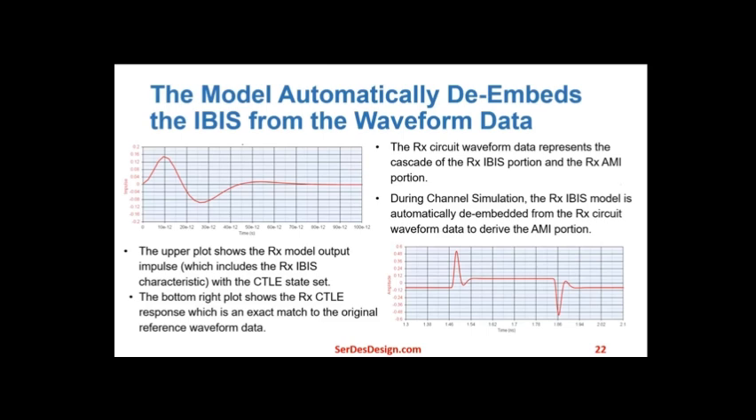The model automatically de-embeds the IBIS from the waveform data. The upper plot shows the Rx model output impulse response, which includes the Rx IBIS characteristics for a specific CTLE state. The bottom right plot shows the Rx CTLE response, which is an exact match to the original reference waveform data. The Rx circuit waveform data represents the cascade of the Rx IBIS portion and the Rx AMI portion. During channel simulation, the Rx IBIS model is automatically de-embedded from the Rx circuit waveform data to derive the Rx AMI portion.